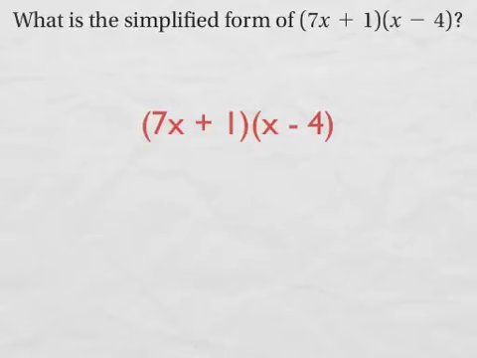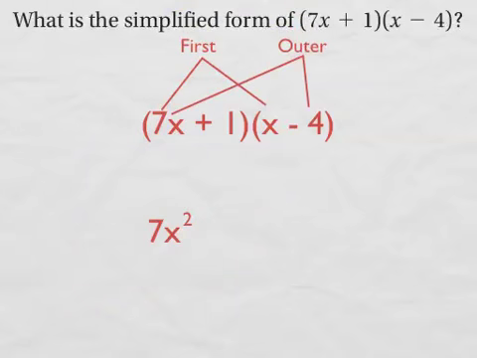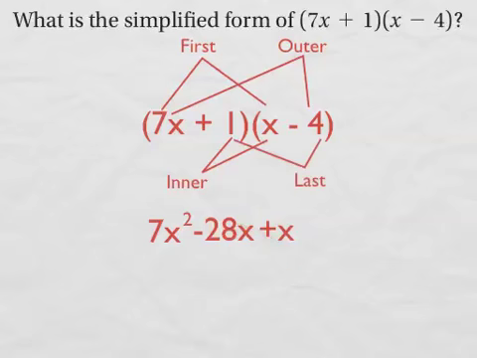To multiply my first terms, I would have 7x times x, which is 7x squared. My outer terms would be 7x and negative 4. 7x times negative 4 is a negative 28x. My inner terms would be 1x, 1 times x, which is x. And then my last terms would be 1 times negative 4, which is negative 4.